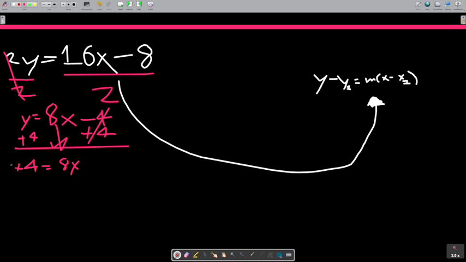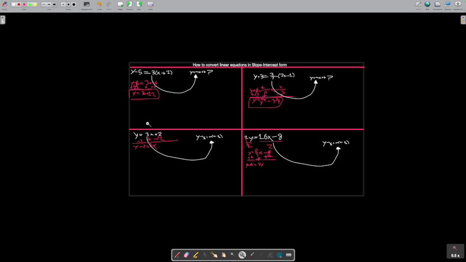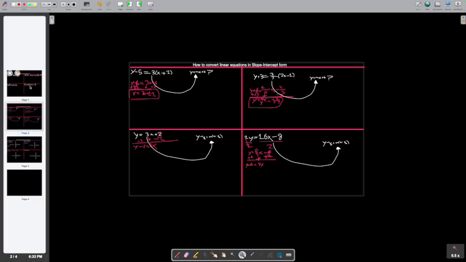So now after watching this video, you can graph equations in slope intercept form. You can convert from point slope form to slope intercept form, and vice versa. So that's good. And I also taught you at the beginning what all of these meanings are.